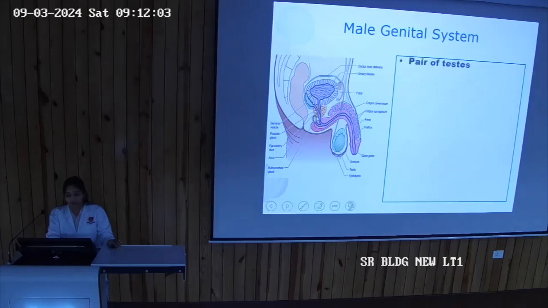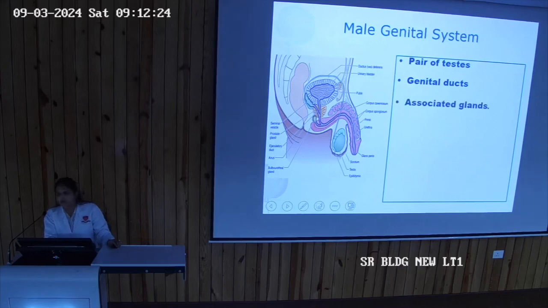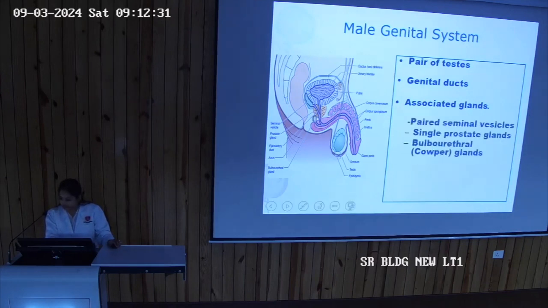Present in the scrotum. They develop in the abdomen from the intermediate mesoderm of the gonadal ridges and from the migrated primordial germ cells from the yolk sac. Then there is a pair of testes and genital ducts. What are the genital ducts? Epididymis, vas deferens, and ejaculatory duct. Associated glands: prostate, seminal vesicles, and bulbourethral gland.